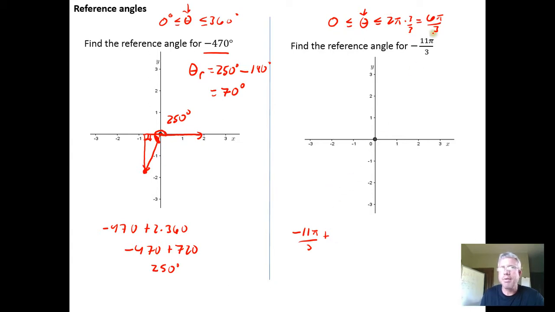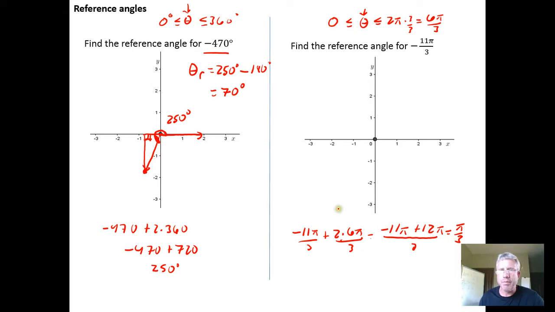And it looks like I would need to add 2 of these to get a positive angle. So I'm going to go plus 2 times 6 pi over 3, which is going to be negative 11 pi plus 12 pi. I accidentally turned the eraser on sometimes with my finger. And that's just going to equal pi over 3.